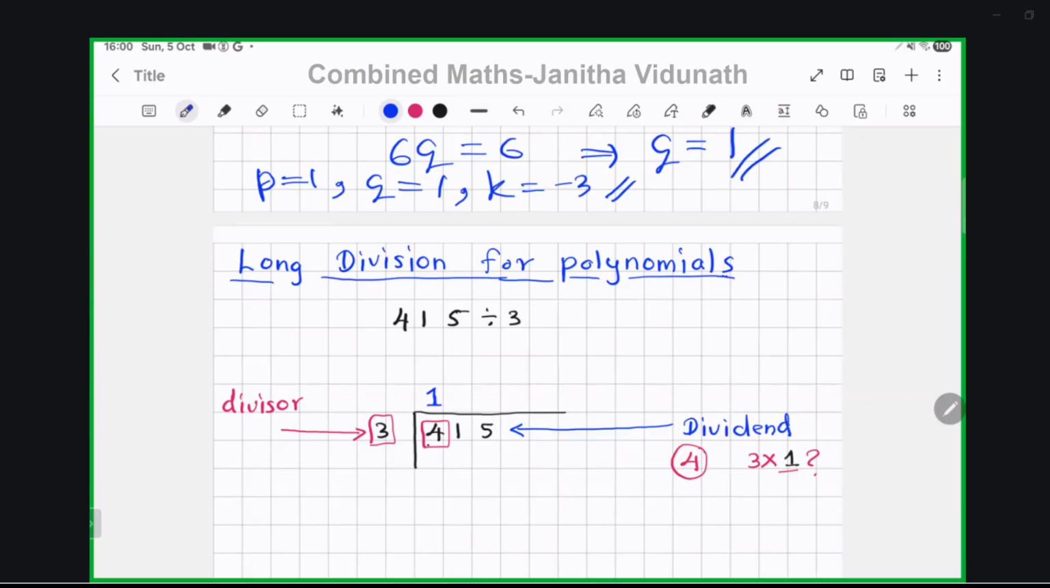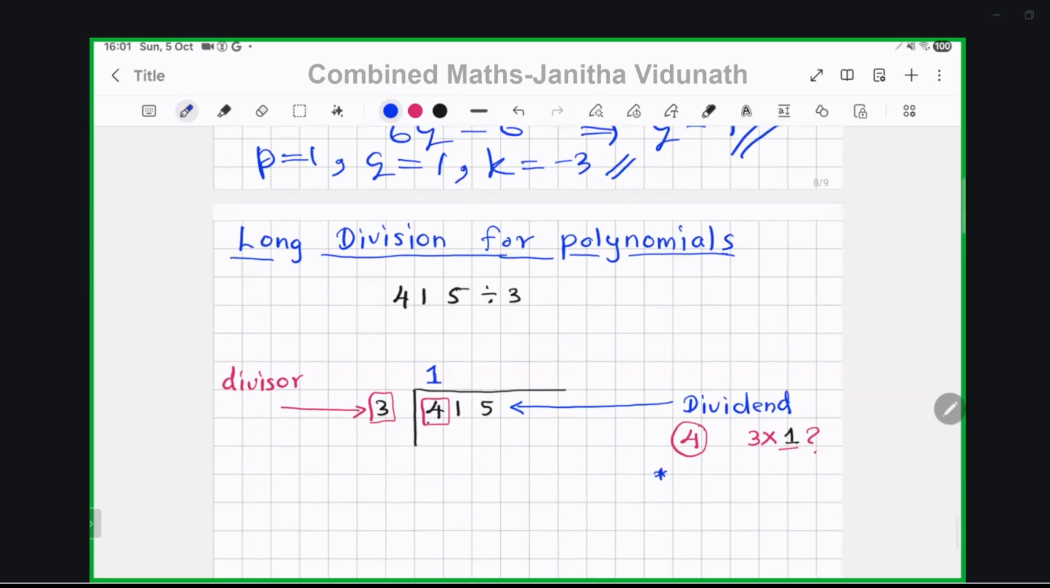Then first we divide. That means first we divide the first number of the dividend by the divisor. Then we multiply these two numbers and plug the answer in here. That means 3 times 1 is 3. Then the second operation is multiply. We multiply the divisor with this number.